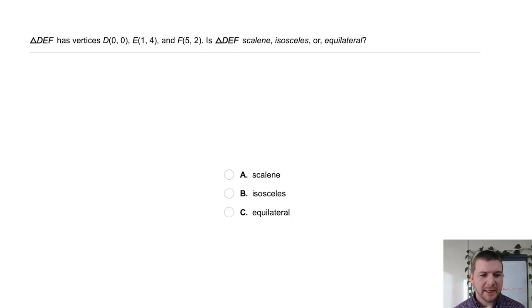Your turn. Triangle DEF has vertices D at 0, 0, the origin, E at 1, 4, and F at 5, 2. Is triangle DEF scalene, isosceles, or equilateral?